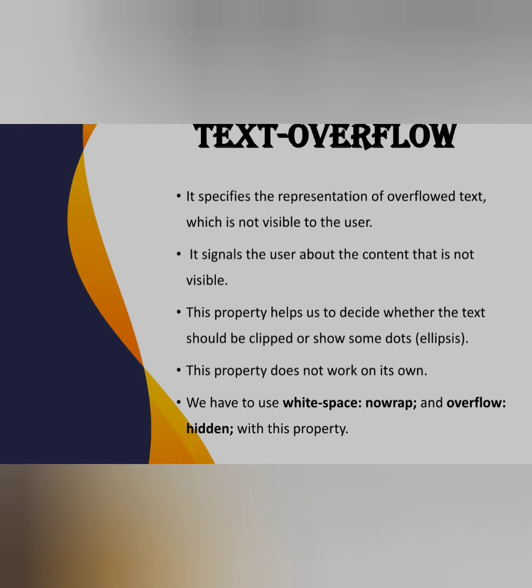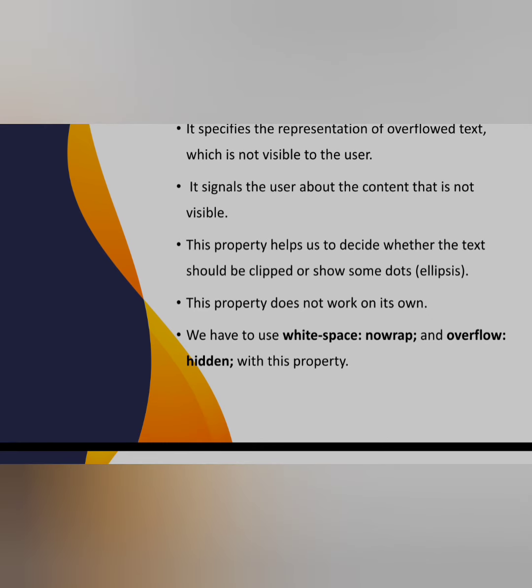Text overflow. It specifies the representation of overflowed text which is not visible to the user. It signals the user about the content that is not visible. These properties help us to decide where the text should be clipped or show some dots, an ellipsis. These properties do not work on their own. We have to use white-space: nowrap and overflow: hidden with this property.